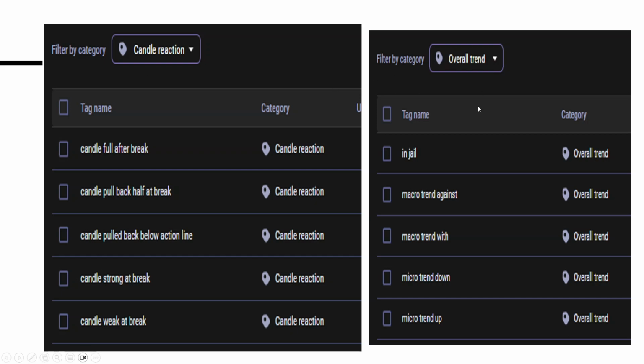Overall trend. So this is looking back, blowing it up into a higher time frame than what you're trading and saying, what was the overall trend?